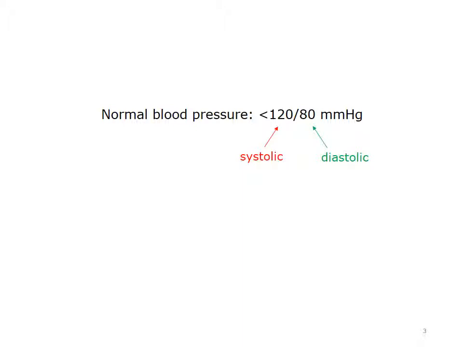A normal blood pressure is less than 120 millimeters of mercury during systole, which is when the heart contracts, and less than 80 millimeters of mercury during diastole, which is when the heart relaxes. So, what is considered as high blood pressure? Traditionally, a blood pressure of more than 140 over 90 millimeters of mercury is considered high.